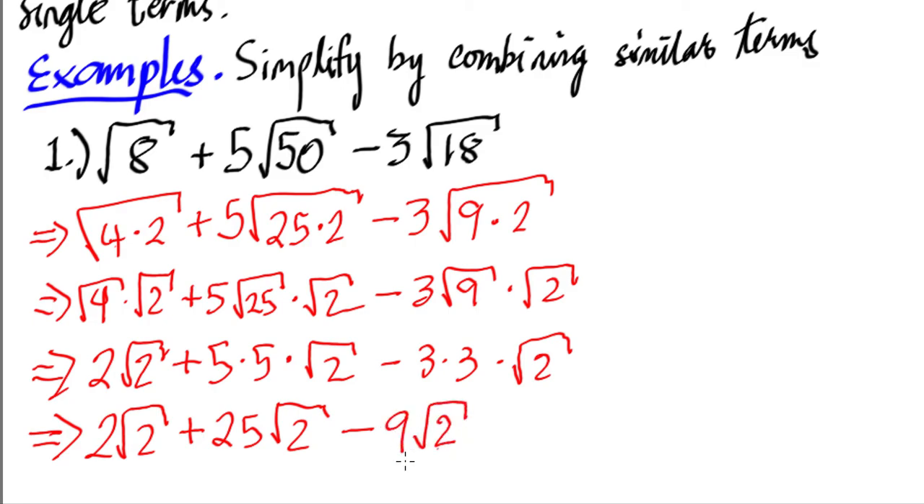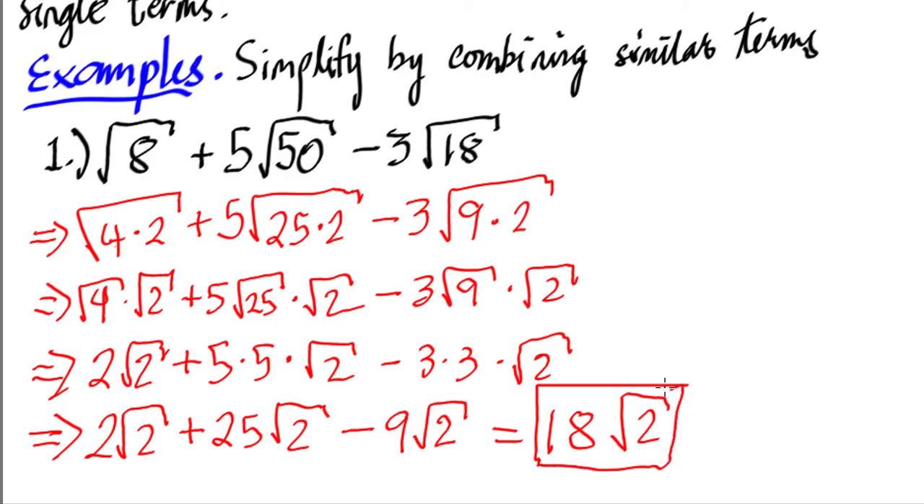Now we need to check if they are similar radicals. Do they have the same index? They're all square roots. Do they have the same radicand? They have square root of 2, square root of 2, square root of 2. Therefore, we can combine the coefficients, imagining the square root of 2's to be variables. This is 2, this is 25, this is minus 9. So 2 plus 25 is 27, minus 9 is 18. That's going to be 18 square root of 2, and that's our answer for number 1.